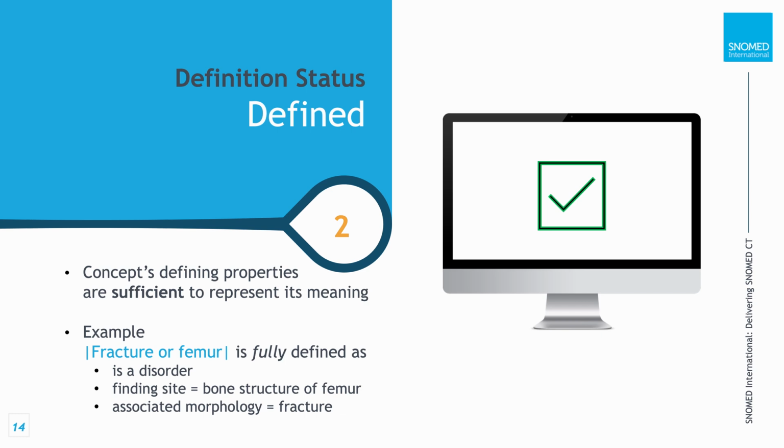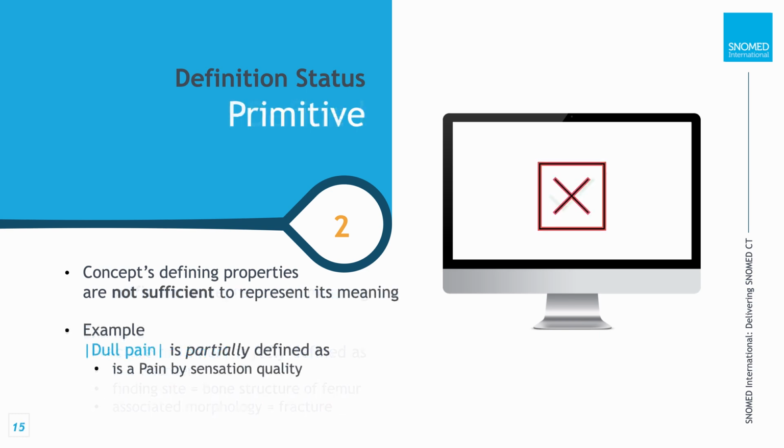All concepts in SNOMED CT are determined to be either defined or primitive. Defined concepts are those where its defining properties are sufficient for a computer to distinguish the concept from any other concept in SNOMED CT, because they fully represent the concept's meaning. Primitive concepts are those where its defining properties are not sufficient to fully represent the meaning of the concept, so a computer may not be able to distinguish the definition of this concept from another concept.